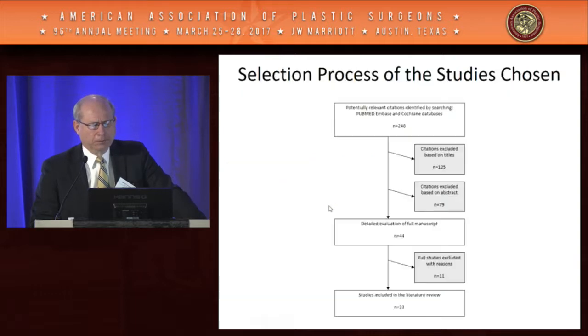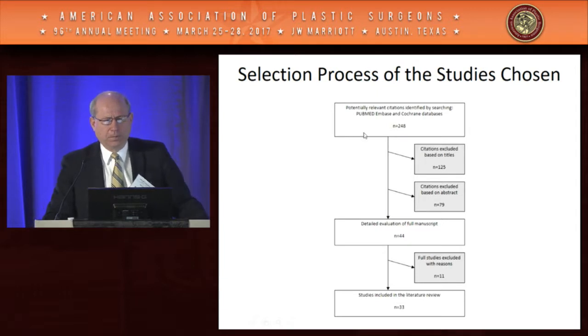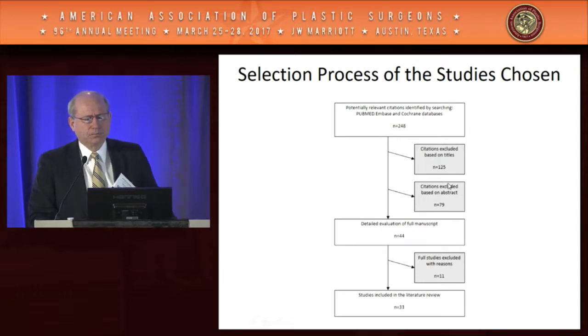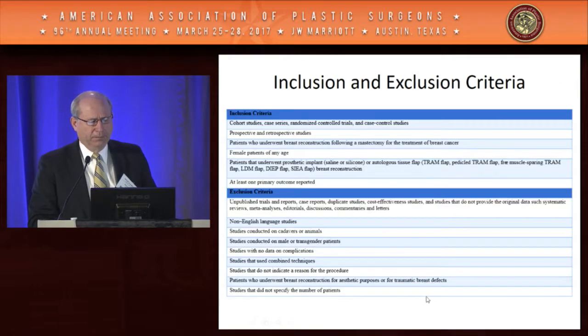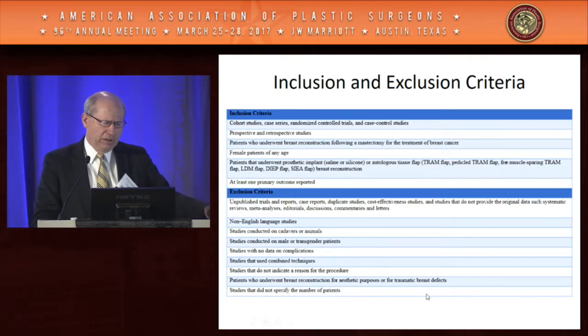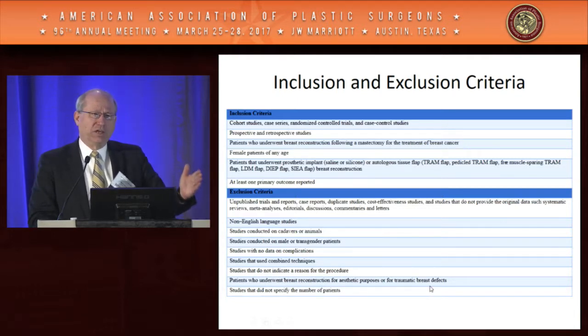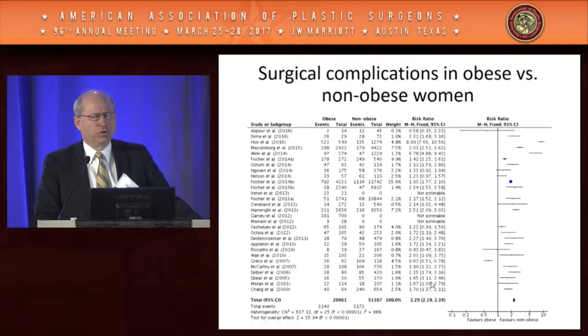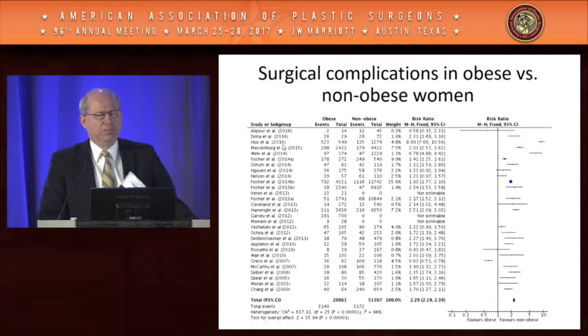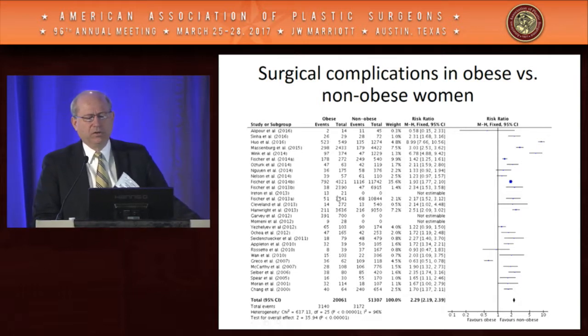They did all the work. But they looked at these papers, and they excluded a bunch, and they ended up with 33 that they felt were reasonable to look at. And these are the inclusion and exclusion criteria, but we basically wanted studies that carefully documented the outcomes. And so these are the studies. They're a little hard to read. Many of you in the audience have written some of these studies.